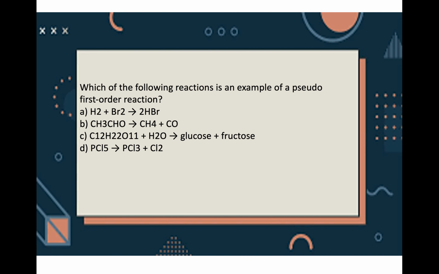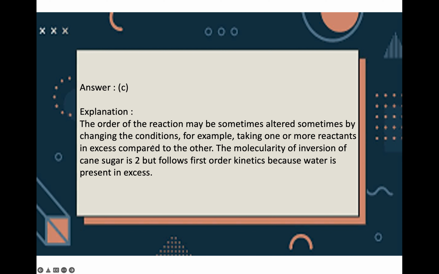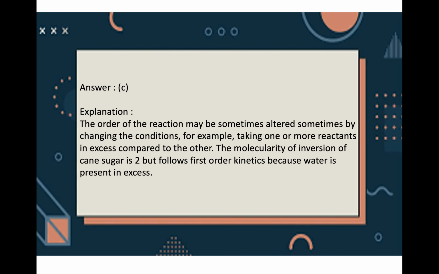C12H22O11 plus H2O gives glucose plus fructose. And sometimes the order of the reaction, as I already mentioned, can be altered by changing the conditions, like taking one or more reactants in excess compared to the other. Molecularity of inversion of cane sugar is 2, but it follows first order kinetics as water is present in excess in this reaction. So with that, we are coming to a conclusion of this very important topic of chemical kinetics, with the most important numericals from the lesson included here.